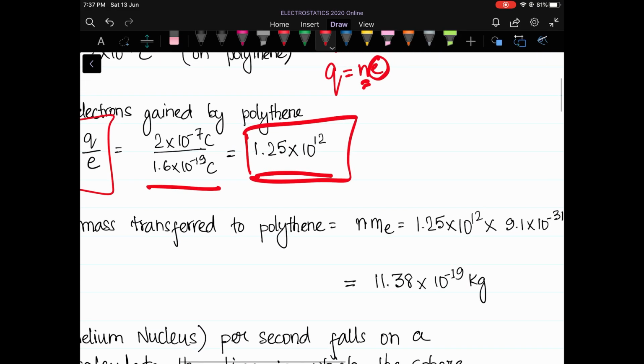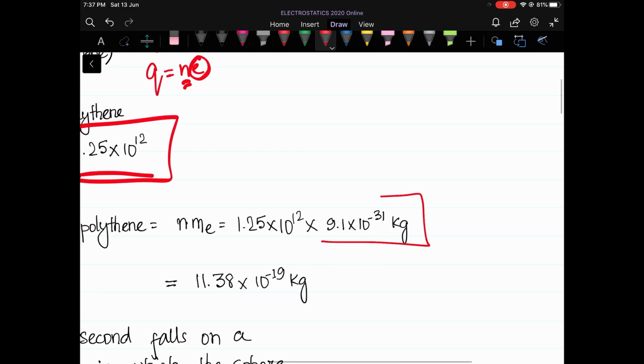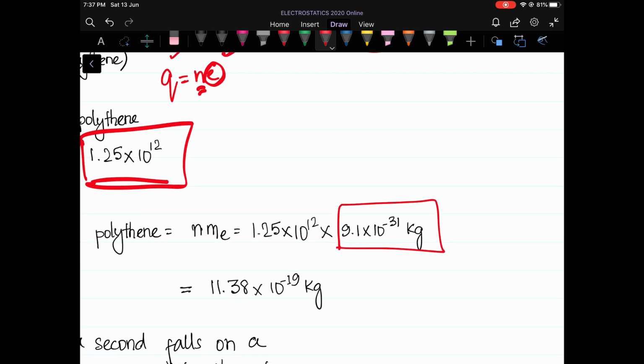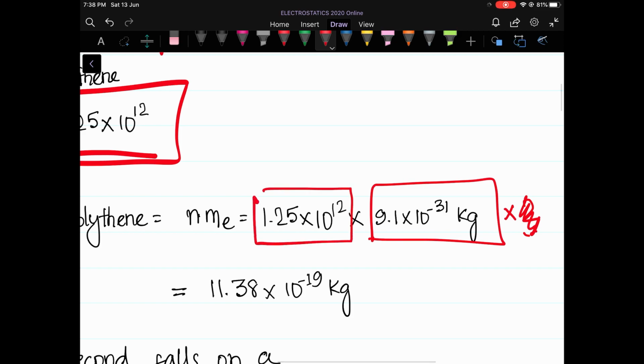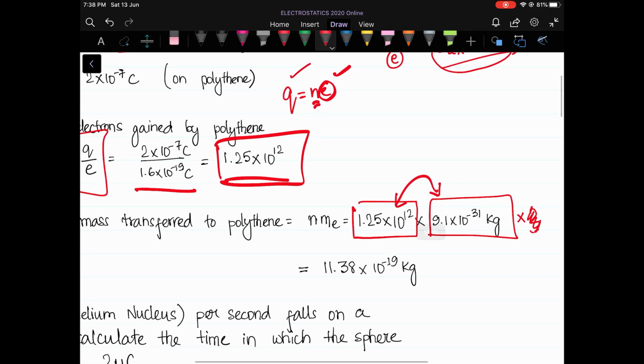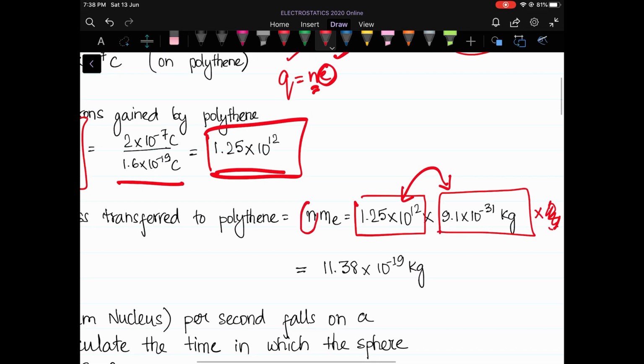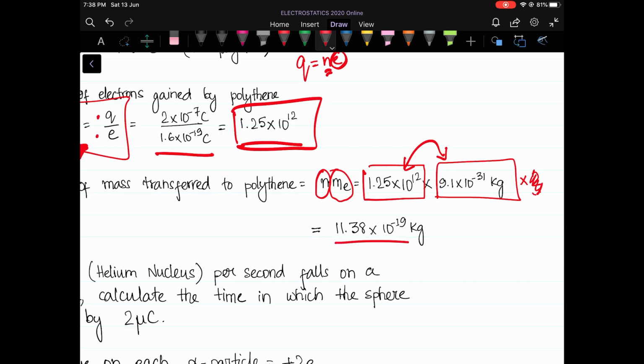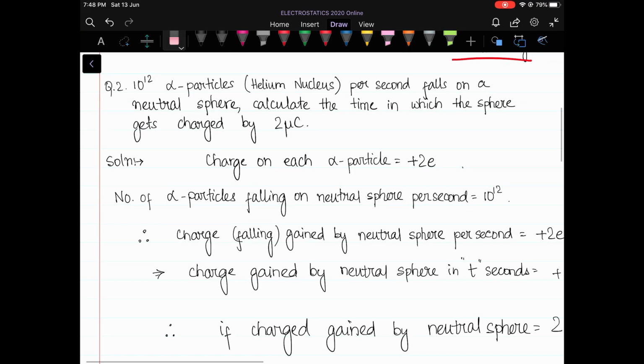Now, the mass of every electron is 9.1 × 10^-31 kg. So if 2 electrons are transferred, we have to multiply it by 2. Since we have calculated the number of electrons transferred, we multiply these two and we get the total amount of mass transferred by those many electrons. So we have simply multiplied the number of electrons with the mass of each electron, and after calculating, we get the total mass. Okay, let's go to the next question.